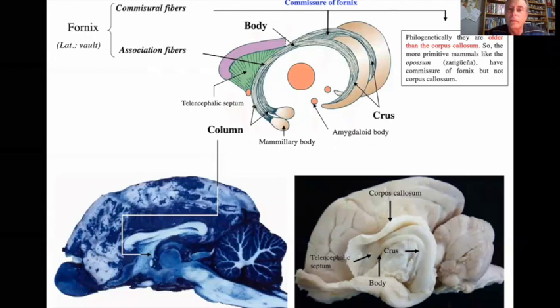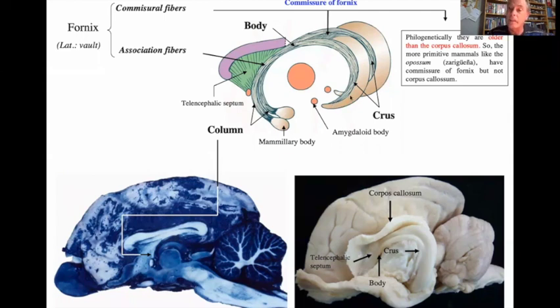Now we go to the fornix. The fornix means vault, from Latin. As we have said previously, they are the fibers that are leaving the hippocampus and they form a vault around the thalamus. So the fornix is formed by commissural and association fibers.